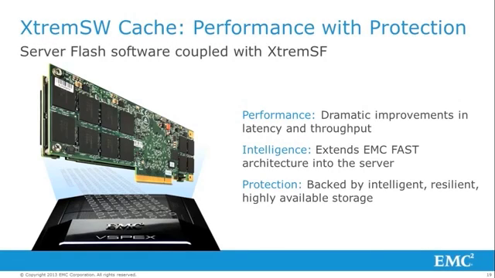EMC XtremSF is a PCIe flash card deployed in the server to dramatically improve application performance by reducing latency and accelerating throughput. XtremSF can be used as a local storage device to accelerate read and write performance for high transactional, high performance applications. It can also be used in conjunction with server flash caching software EMC XtremSW Cache, formerly known as VFCache, for accelerated read performance with data protection. XtremSF is available in 550 gigabytes, 700 gigs, 1.4 terabytes, 2.2 terabytes eMLC capacities, and 350 gig and 700 gig SLC flash capacities.